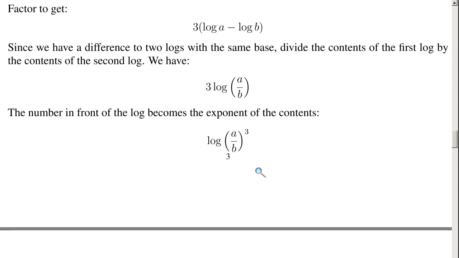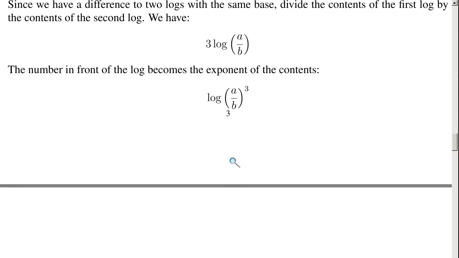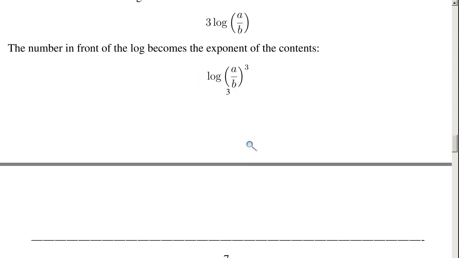Actually, I didn't really write that properly. This should have square brackets. What I mean to say is that this is definitely written wrong. There should be a square bracket here and a square bracket out here, because this does not mean log a over b, the whole thing cubed. It's the log of a over b cubed. So this was unclear and written incorrectly.